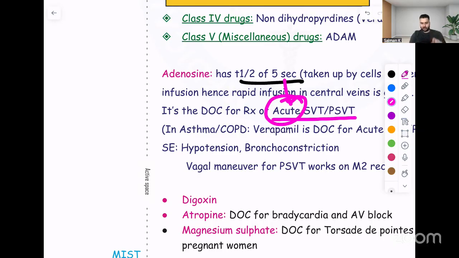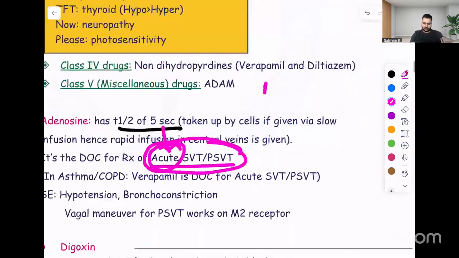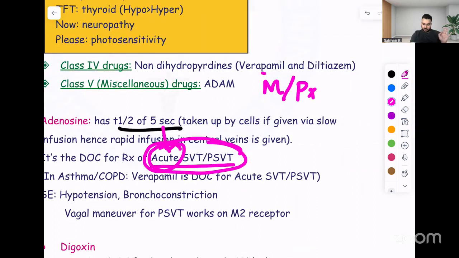So for discharging the patient, meaning maintenance or prophylaxis, same word, we give verapamil as the drug of choice. So in the hospital, what do you give? We give adenosine. But in maintenance, that is during discharge time, what do you give? We give drugs like verapamil or diltiazem, preferably verapamil.